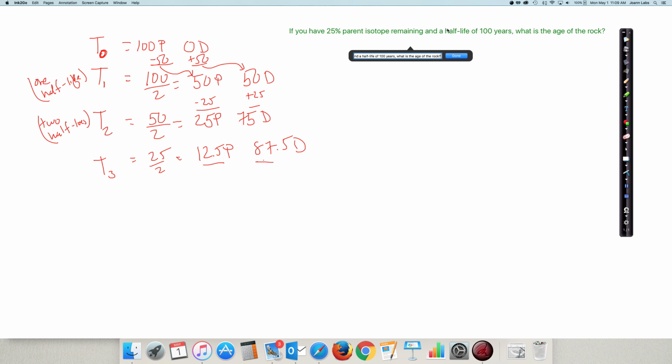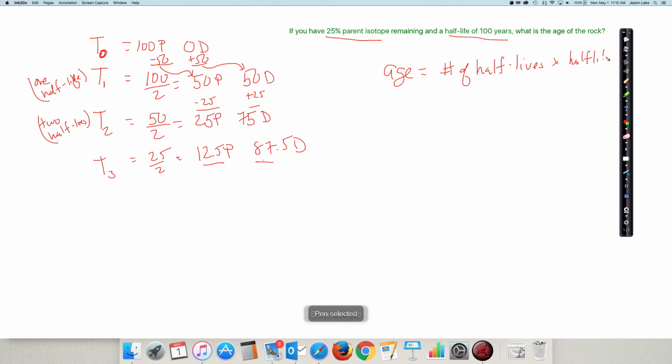So in a question, they're going to give you some information. They're either going to give you the percent of parent isotope or the number of parent isotopes, or the number of daughter isotopes or the percent of daughter isotopes. And they're going to give you the half-life. This is something that you never have to calculate. They're always going to give that to you because those are known. Those were done in the lab. They've figured them out. So the formula is age equals number of half-lives times the half-life.